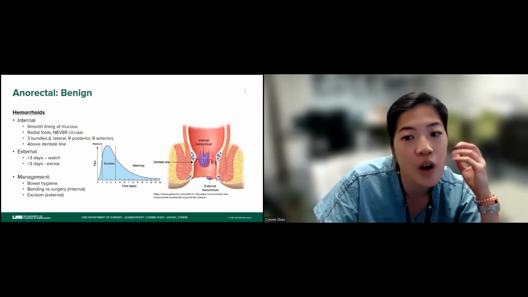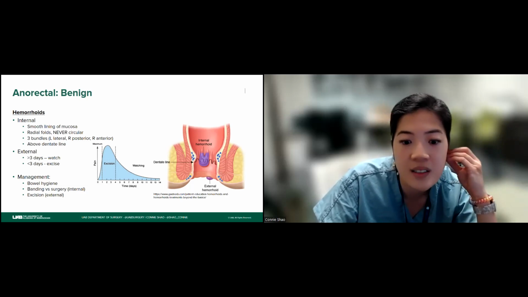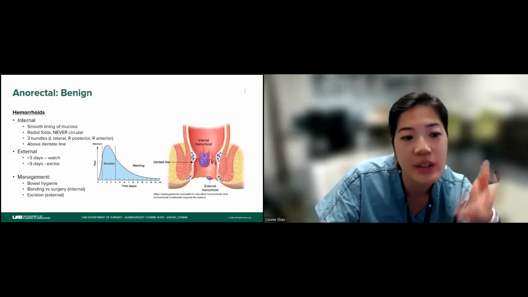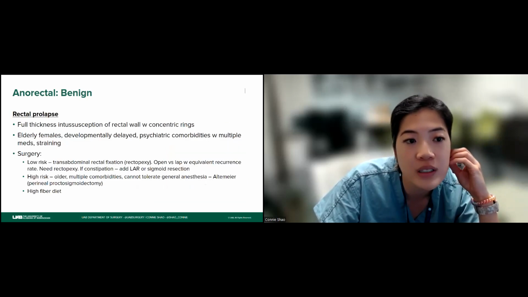And then obviously you want to always do medical management with fiber. You can do topical calcium channel blockers and nitroglycerin, and sitz baths. But then otherwise you'd have to consider doing banding versus surgery for internal hemorrhoids and possibly excising for external hemorrhoids.